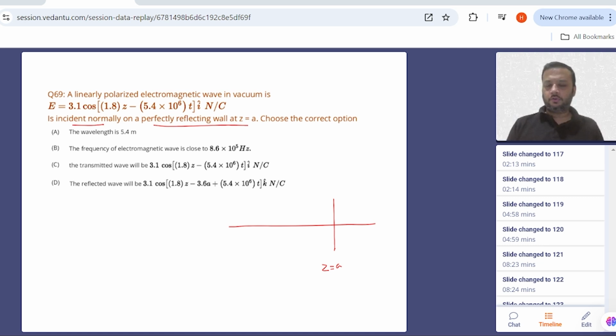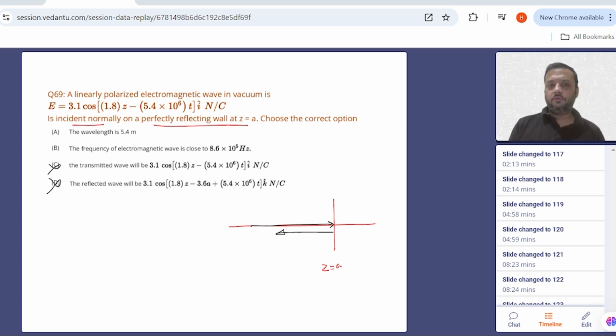If the wave hits the wall, it will get reflected, and the direction of propagation will still be along the Z axis, although in the negative direction. So the electric field cannot be along the k cap direction, because the electric field cannot be along the same axis in which the light is propagating. So option D is definitely wrong. Again, it is a perfectly reflecting wall, therefore no energy is transmitted, so ideally we should not talk about the transmitted wave.